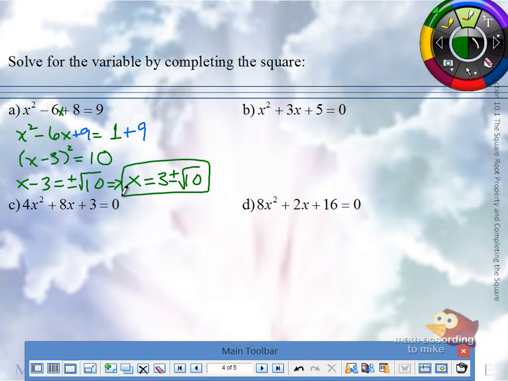And then to finish it off, put the 3 in front of the plus or minus. 3 plus or minus square root of 10. B.